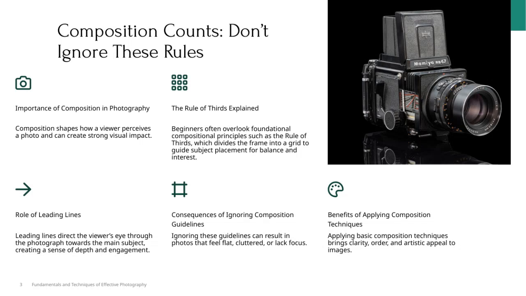Composition is crucial in photography because it shapes how viewers experience your photo. A well-composed image creates a strong visual impact and draws people in. One fundamental principle beginners often miss is the rule of thirds. This rule divides the frame into a grid, helping you place your subject off-center to achieve balance and keep the viewer engaged. Leading lines are another powerful tool.